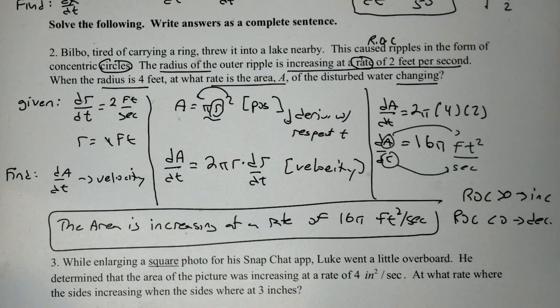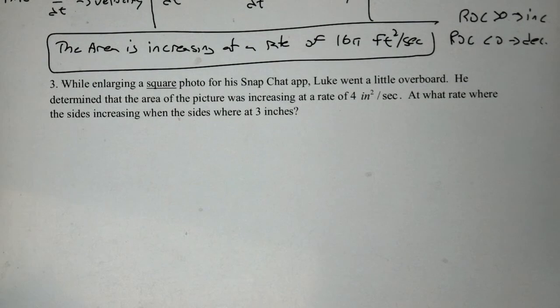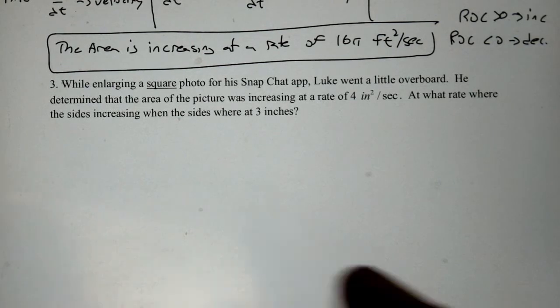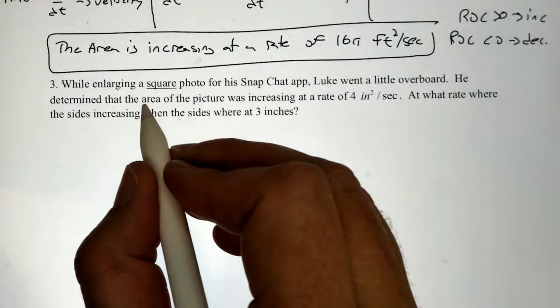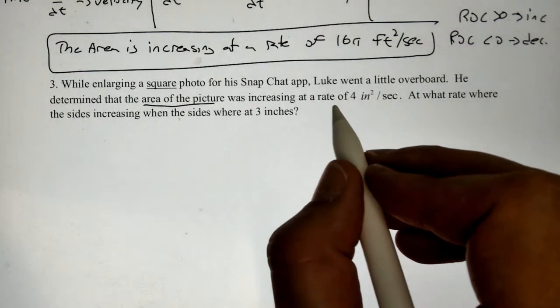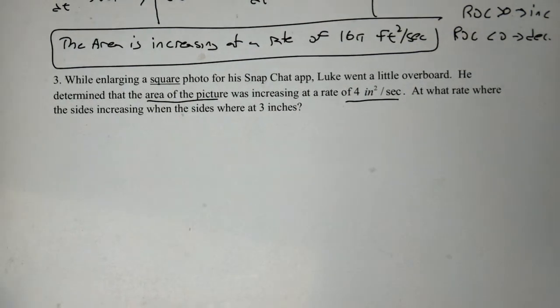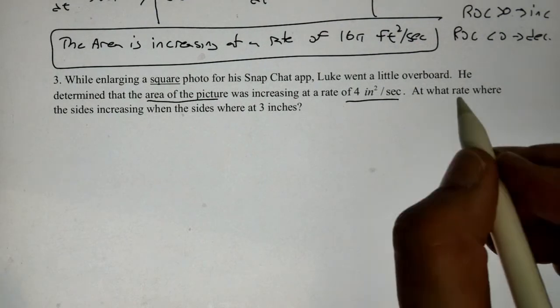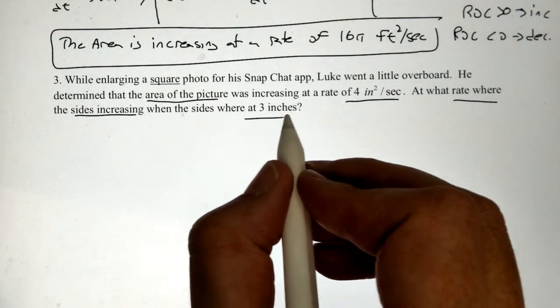So let's talk about Luke. While enlarging a square photo for his Snapchat app, Luke went a little overboard. He determined that the area of the picture was increasing at a rate of 4 inches squared per second. So again, a related rate. At what rate were the sides increasing when the sides were at 3 inches?